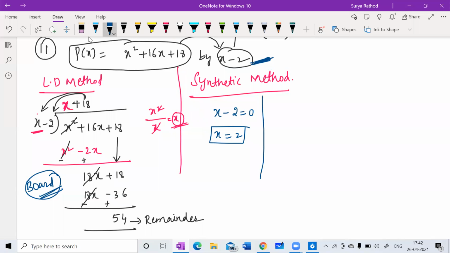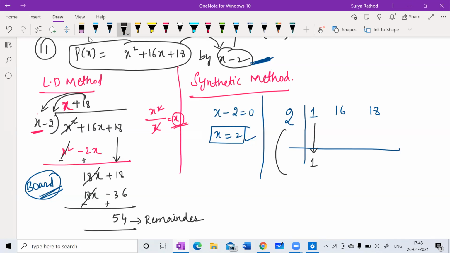We'll see now. First and foremost step is what? I'll be writing 2 over here. I'll be writing all the coefficients first. What is the coefficient of x square? 1. What is my coefficient of x? 16. Constant is 18. So my first and foremost step is what here? I'll be carrying this 1 as it is. I'll write 1 as it is here.